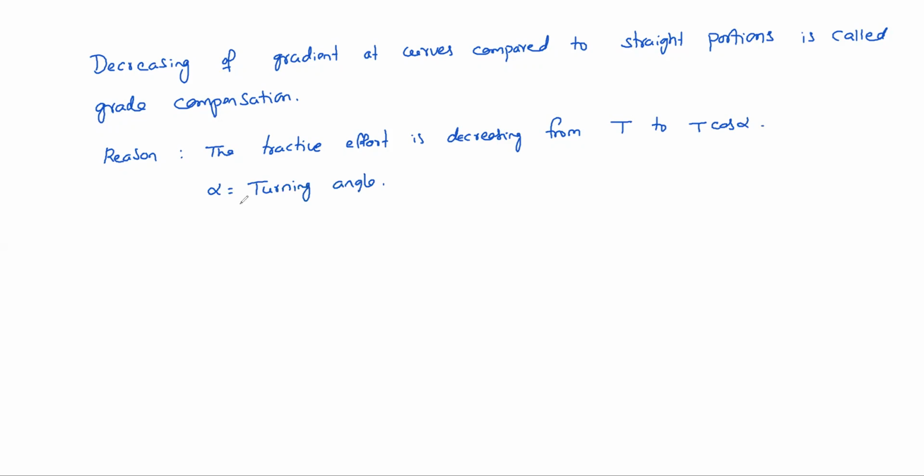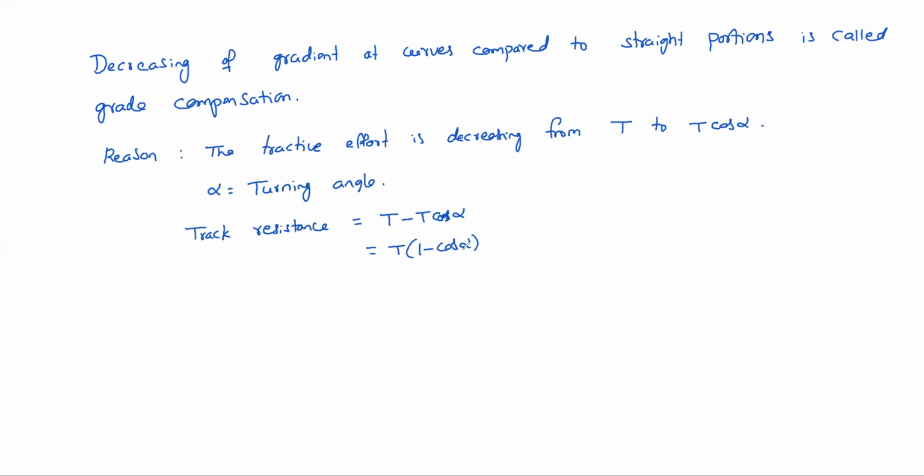So what is the track resistance here? How much is the tractive effort decreasing? Track resistance equals T minus T cos alpha. Originally it should be T, but only T cos alpha is available. The difference is T into 1 minus cos alpha. This much decrease is there. This is called the track resistance.